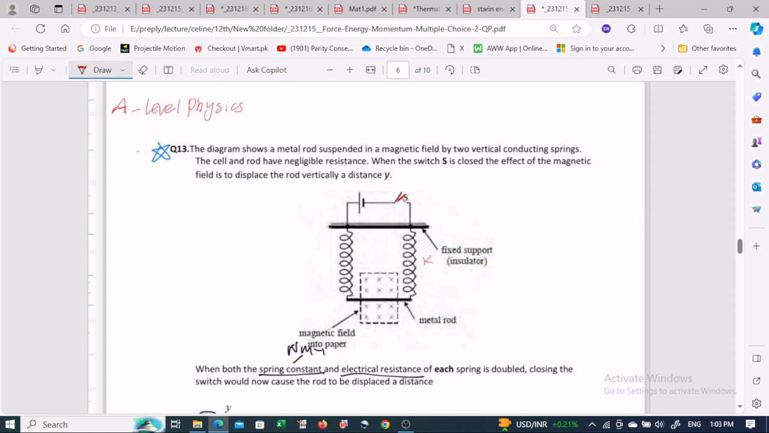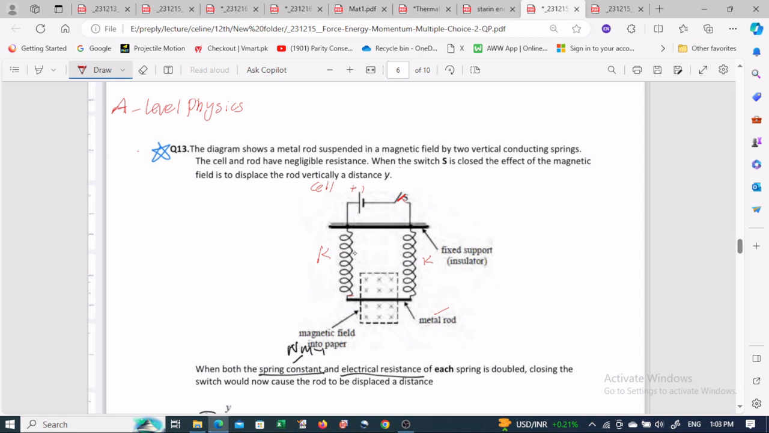Here is a metal rod, that is the black one, in the horizontal position. This metal rod is suspended by two springs that have spring constant k. The cell and the rod have negligible resistance. This cell, with the positive and negative terminals, supplies the electricity, or it supplies the current.